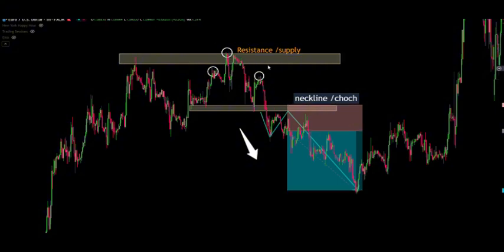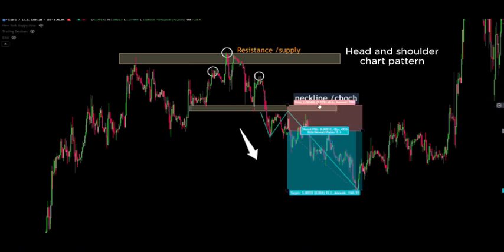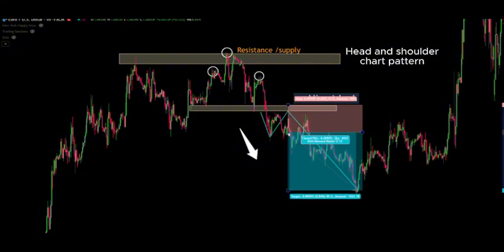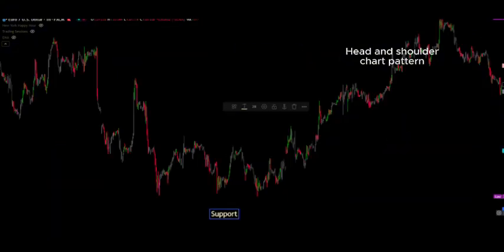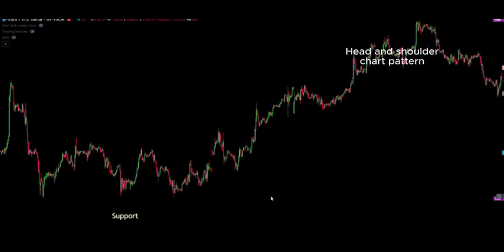You can see the entry criteria. We have considered the chart pattern, that is a head and shoulder chart pattern, and then we can see the change of character, and then we are selling after the retest of the neckline. We see this momentum candle, bearish engulfing candle, and then we are placing our entry, and we are riding that all the way down.